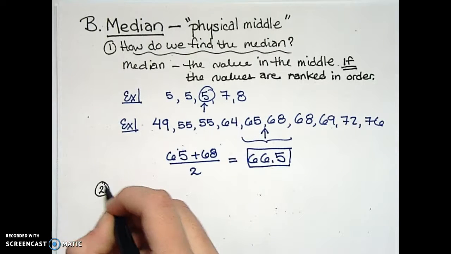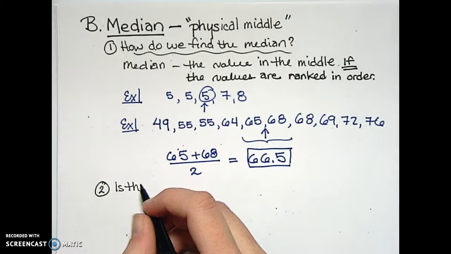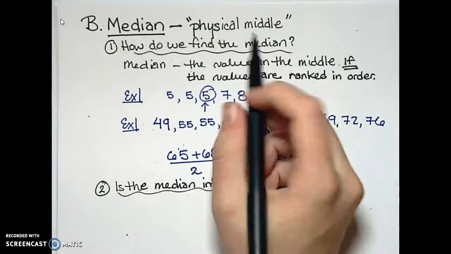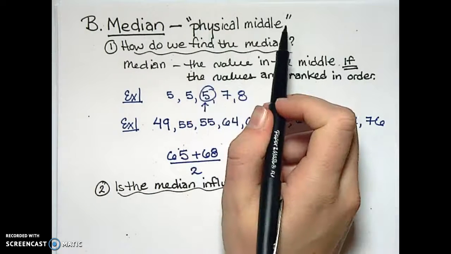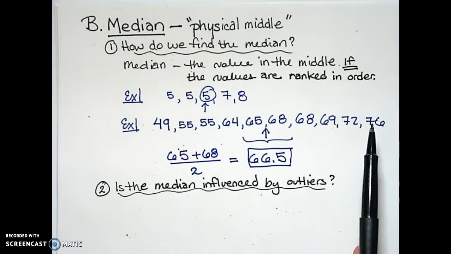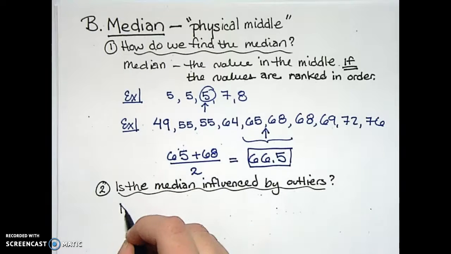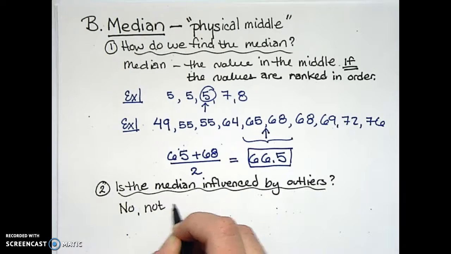But what about the next question? Is the median influenced by outliers? Since the median really looks at the physical middle of the data set, throwing on an extreme value of, say, 100 to this large data set is not going to shift the middle by all that much. So the answer is no, not really.